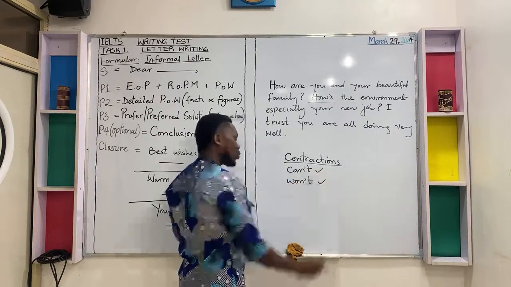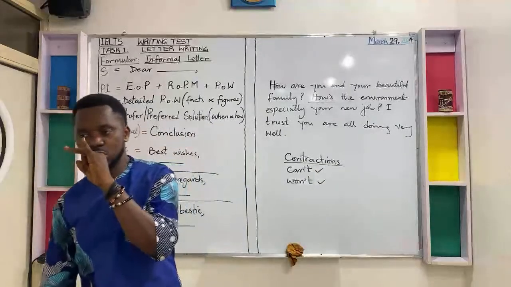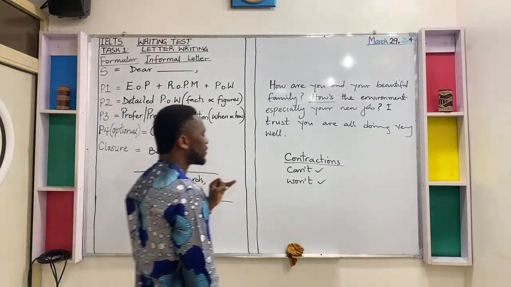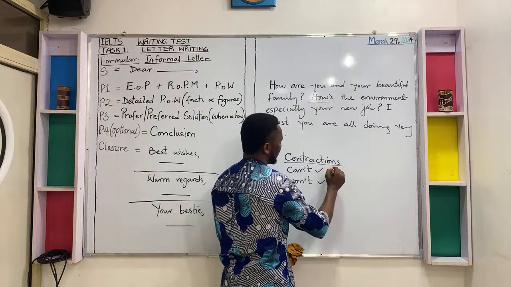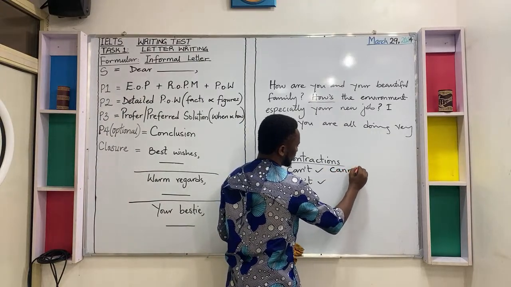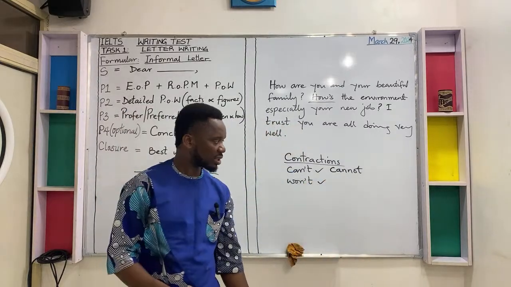Contractions are well accepted in informal letters. If it is semi-formal or formal letters, please don't use them. You have to spell out words. If it is a semi-formal or formal letter, you must write cannot. So that's the way to go.